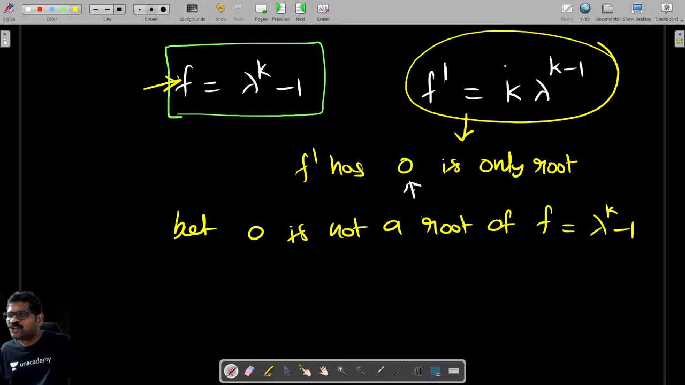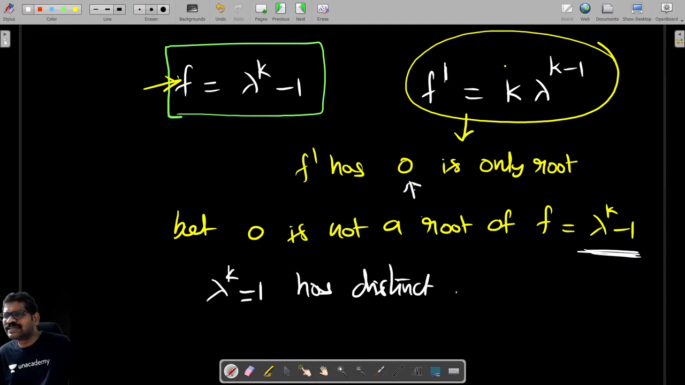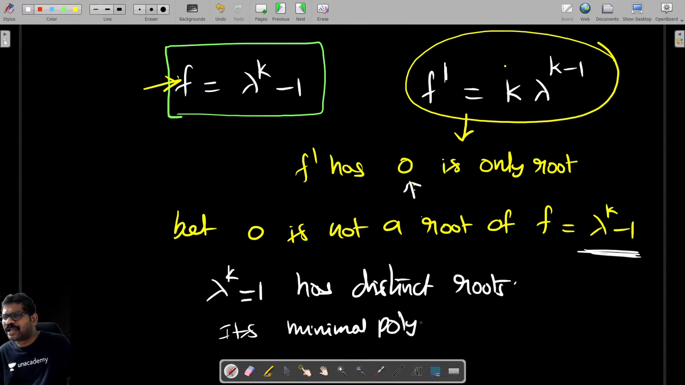Therefore, you can say that your function lambda power K minus 1, or lambda power K equal to 1, has distinct roots. Understood? So if your equation lambda power K minus 1 equal to 0 has distinct roots, all your eigenvalues are distinct. If all your eigenvalues are distinct, your minimal polynomial has distinct roots. Your characteristic polynomial has distinct roots. So lambda power K equal to 1 has distinct roots. Therefore, its minimal polynomial has distinct roots.